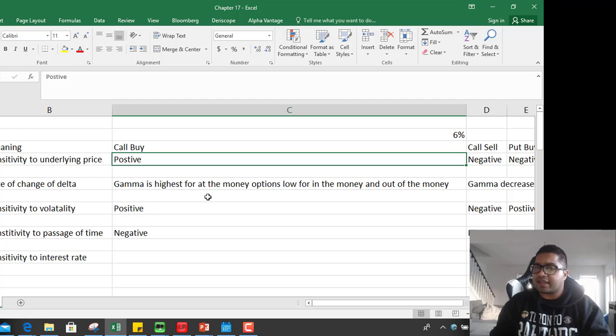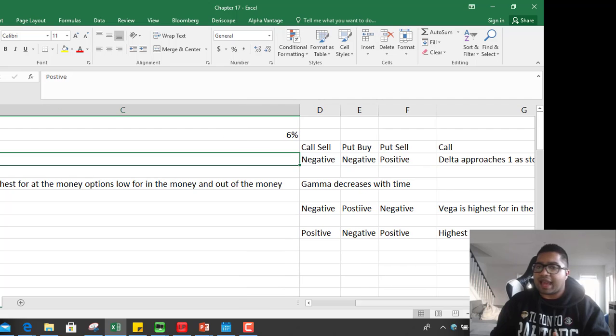Okay, gamma is highest for at the money option. It is low for in the money and out of the money option. So when we go to the slides, we are going to discuss that. Gamma decreases with time. So longer term options have lower gamma, right? Their delta is less sensitive to change, right? While shorter term options have high gamma.